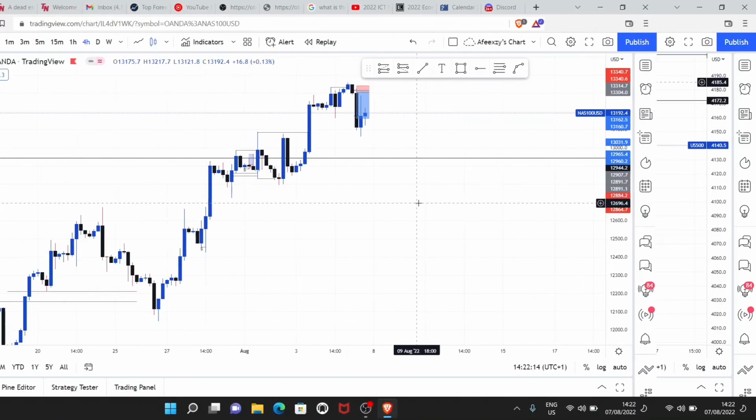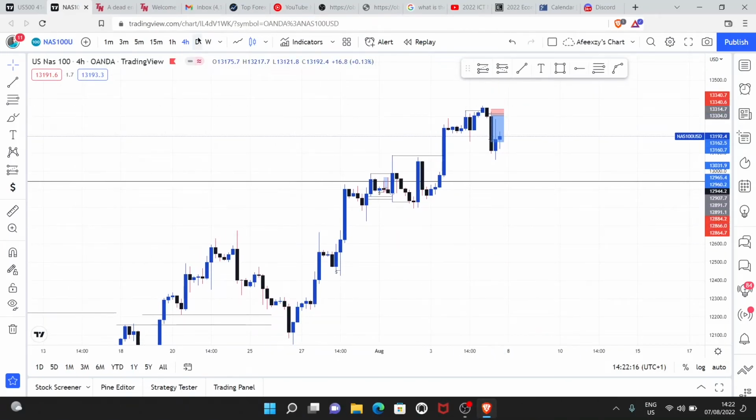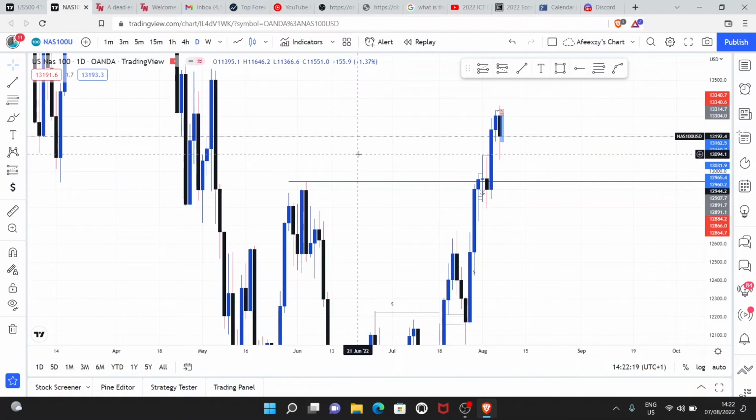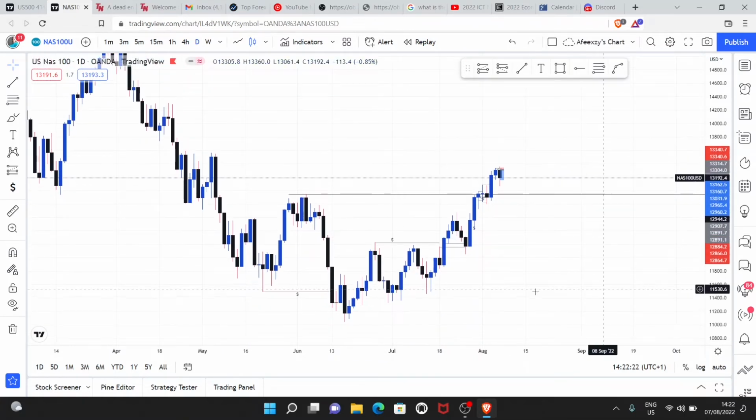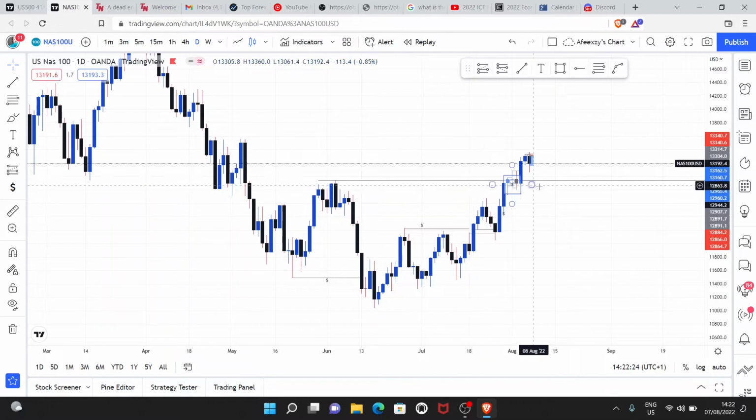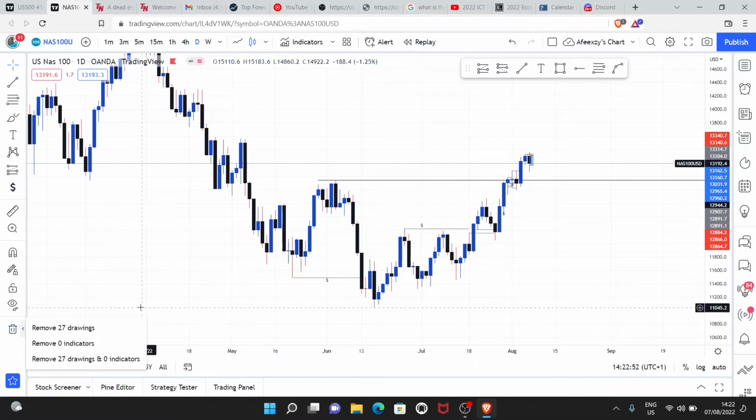Let's go to our NAS100. On our NAS100, I did not take a lot of trades last week. I traded mainly in NAS100. On our NAS100, we saw this 1, 2, 3, 4, 5. Okay, this buy side liquidity was taken out, then a pullback and a continuation higher. A pullback clearing this daily high, daily low, and a continuation high. So let me clear the chart. Let me make a fresh analysis.